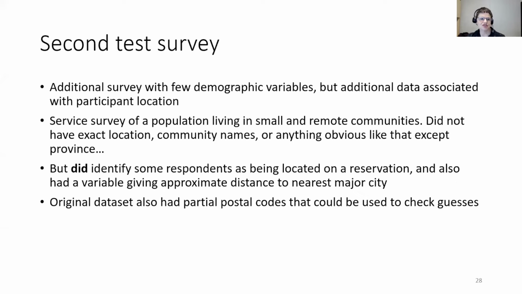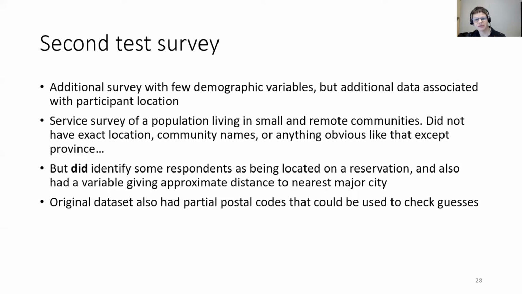There was an additional survey that was released on a government portal with a few demographic variables, but some additional data was associated with participant location. This was a survey of a population living in small and remote communities. It did not have exact location, community names, or anything obvious like that, except province once we'd got through with it. But it did have some respondents who were indicated as being located on an Indigenous reservation or community, and it also had a variable giving approximate distance to the nearest major city.